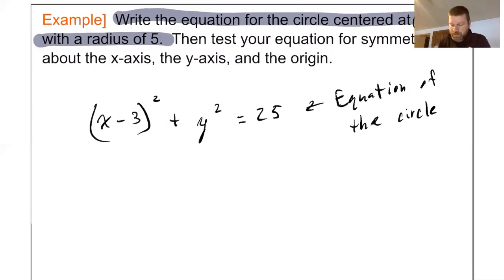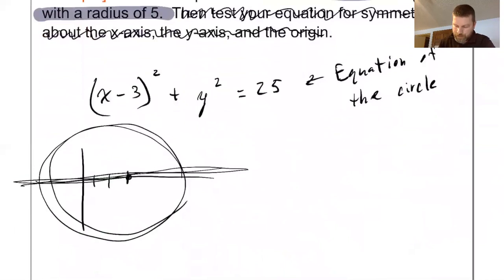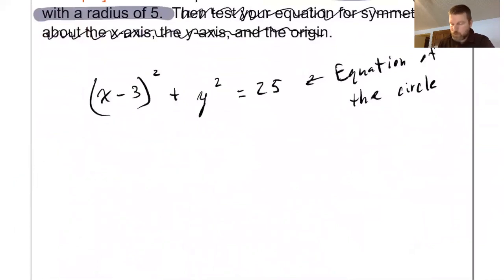There was more to this problem. It asked me to then test my equation for symmetry about the x-axis, the y-axis, and the origin. I think for this video I'm going to scratch that one out because I think we talked about it enough in the previous section. But I am going to end this video here, and I will see you in the next one.